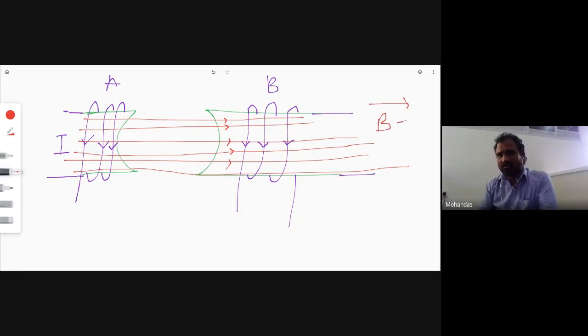So B is nothing but, how do you get B? Mu into H. Once we have calculated H, the magnetic field intensity, what is the B here? Mu into H only. Now, as these flux lines are flowing from left to right, we can say it is which pole? It will act as a north pole and this will act as a south pole.